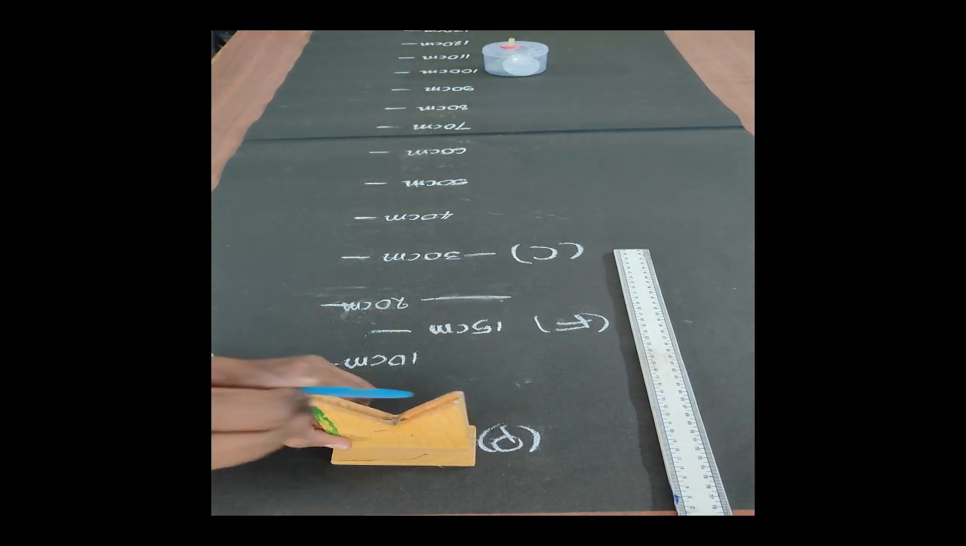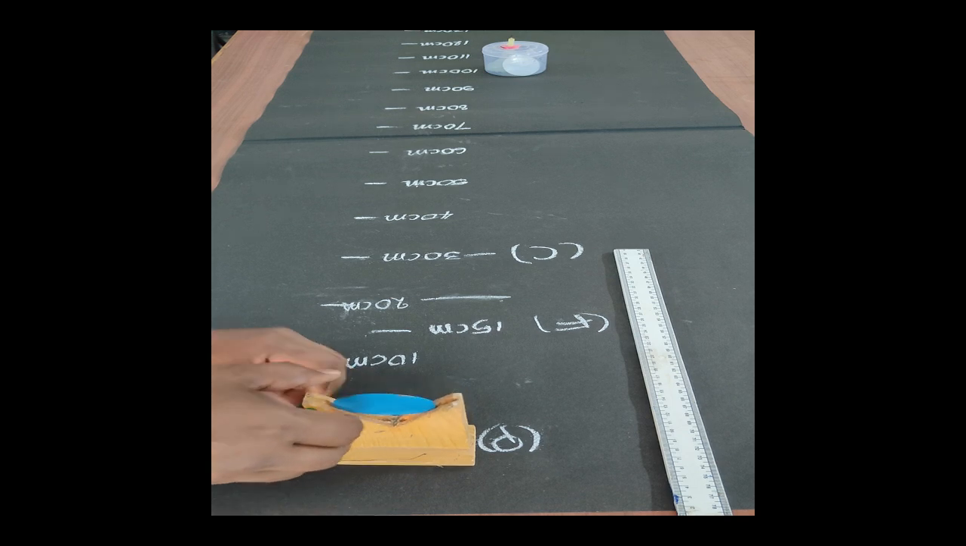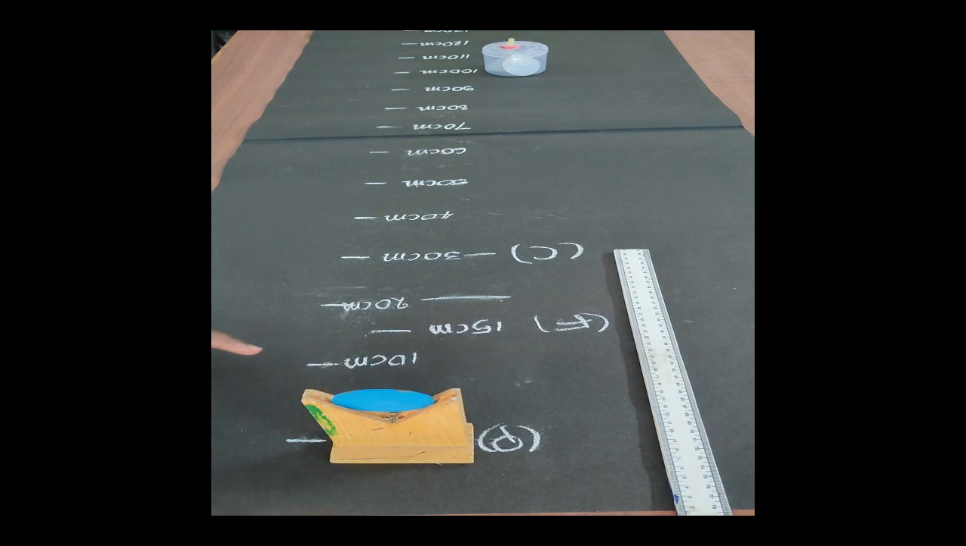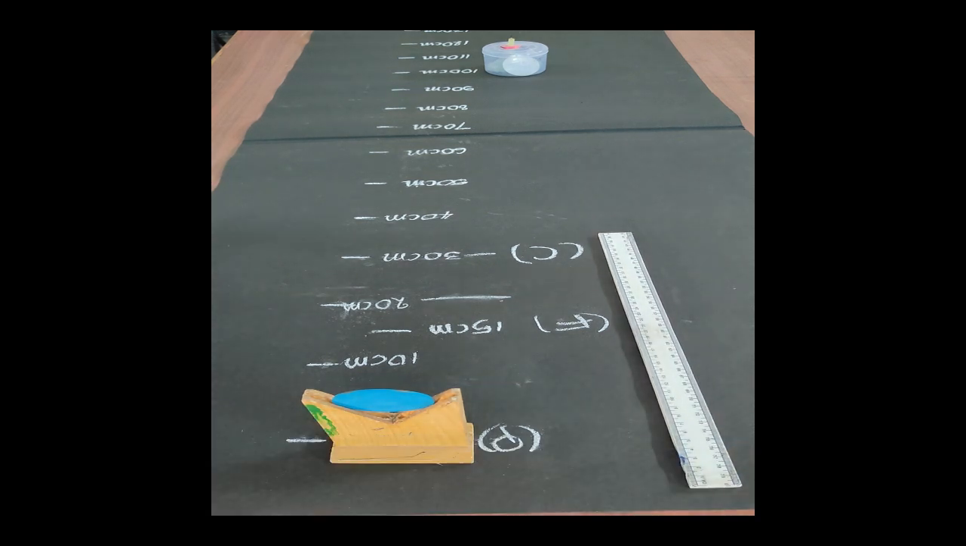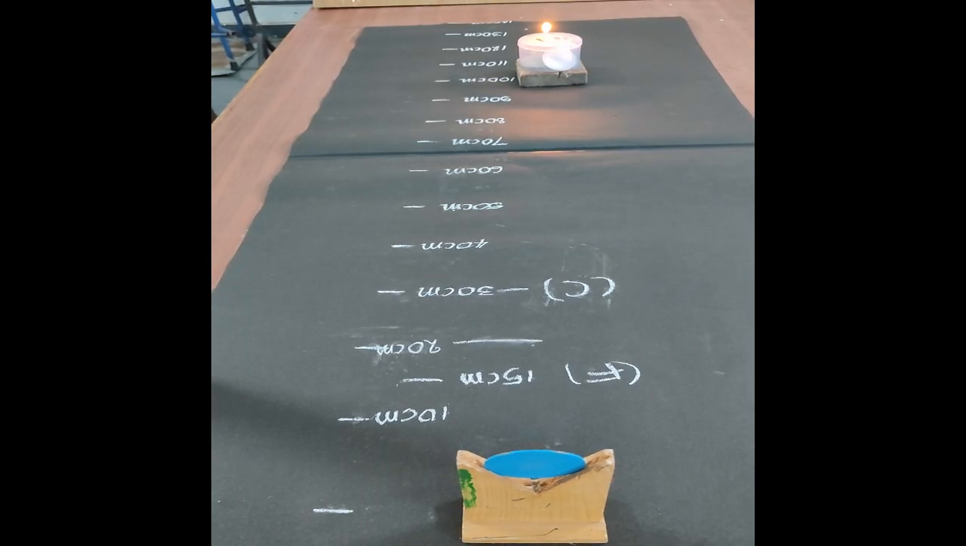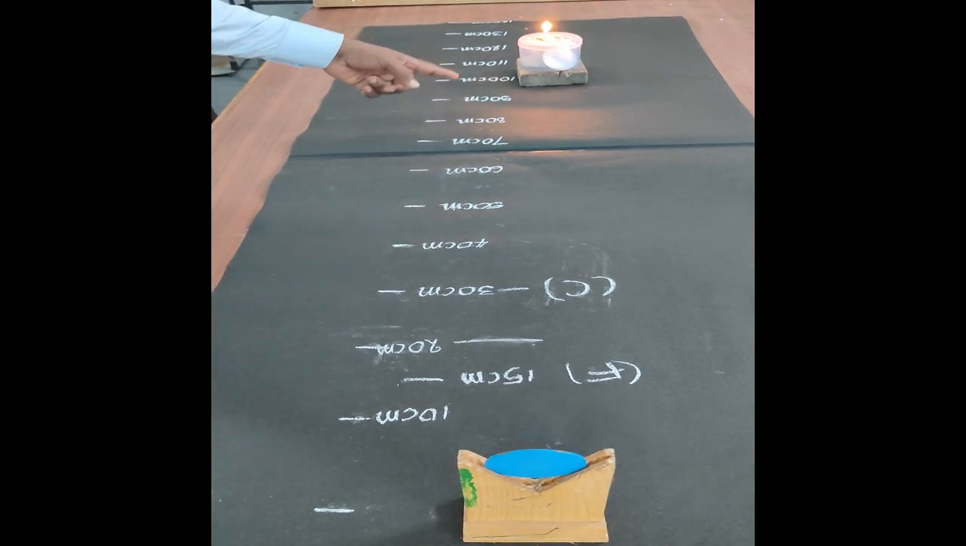Place the concave mirror on the V stand and keep it here. Measure the distance in front of the concave mirror as 10 centimeters, 20 centimeters, 30, 40, 50, up to 100 centimeters like this, by using the scale. Let us observe the types of images by placing the object at various places.